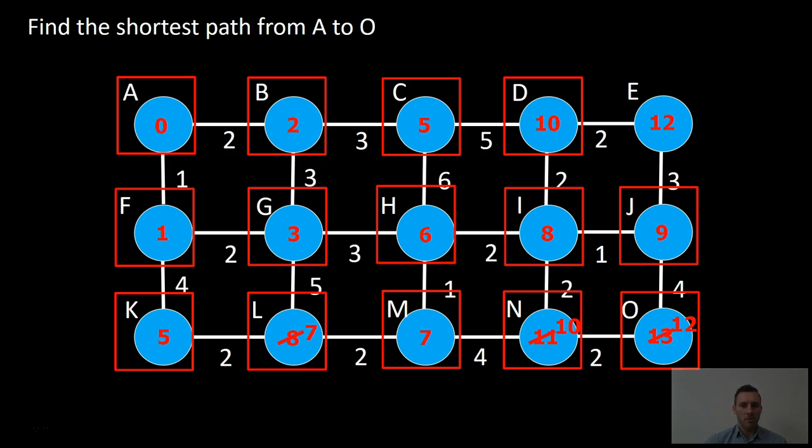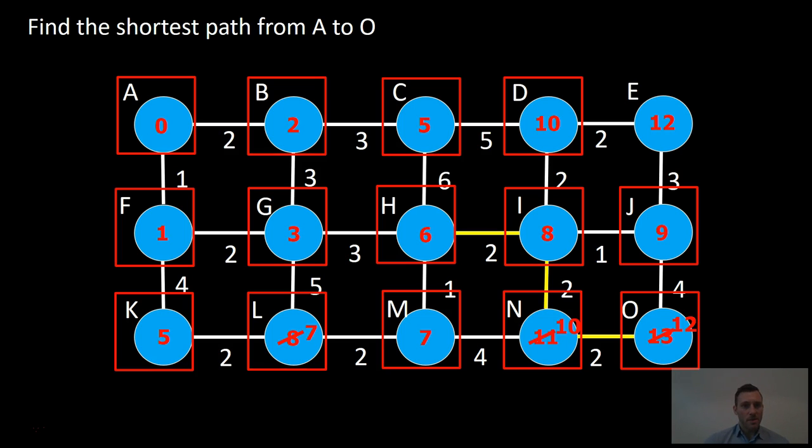Now we've got to backtrack through the set of boxed nodes to find the shortest path through the network. So we start at O, and we just did it, so we know 12 take 2 is 10, 10 take 2 is 8, 8 take 2 is 6, and we're just working out which edge or arc we had to follow in order to get the value in the node.